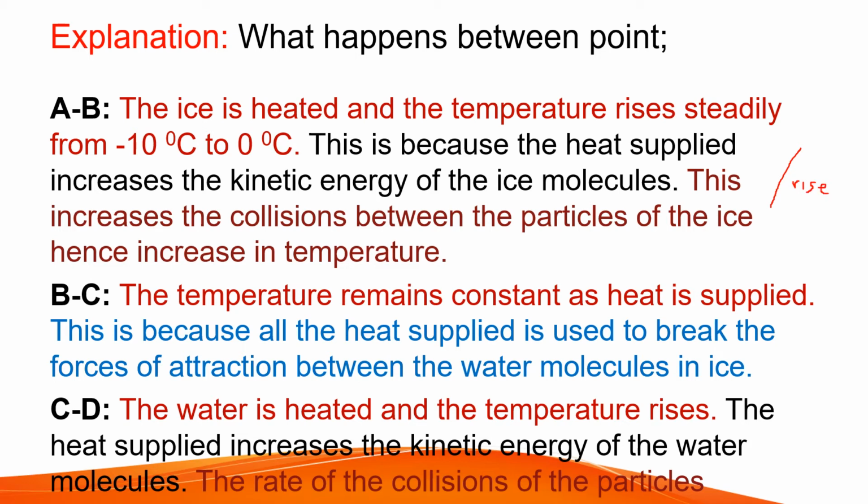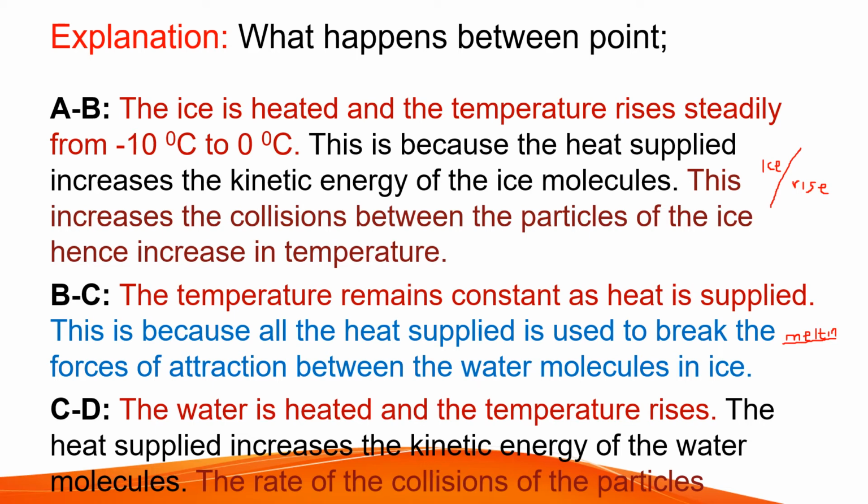And what is the state at point A to B? It is ice. So the temperature of the ice increases. At point B to C, the temperature does what? Remains constant. So when the temperature remains constant, we say that there is a change of state, and we don't have one specific state. So here we have solid and liquid, both solid and liquid states. So this process is what we have called melting.